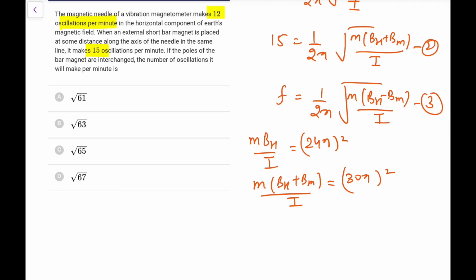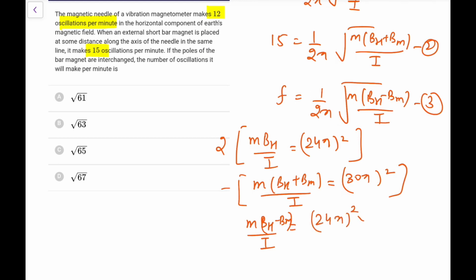So now I need BH minus Bm. For that, what should I do? I should multiply the first by 2 and subtract. So what I desire, m(BH − Bm) by I, would be equal to 2 into (24 pi) whole square minus (30 pi) whole square.